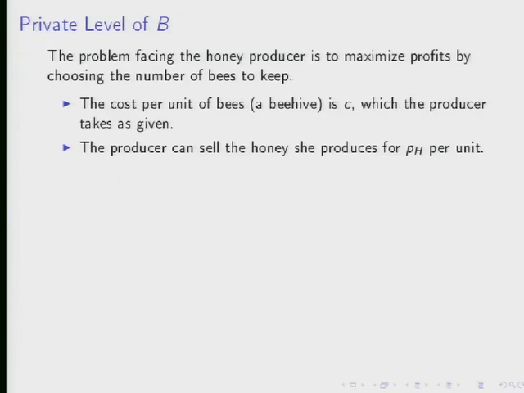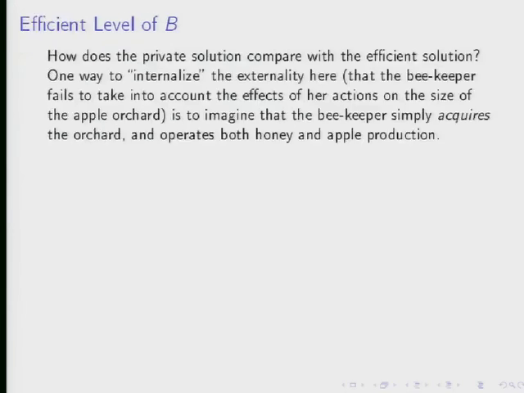So we're going to imagine now the beekeeper is going to purchase the orchard or something like that and solve a new problem. The new problem is going to be to choose A and B. So the beekeeper is no longer taking A as given. The profits are going to be pH times total honey production, which is, as before, the fourth root of B times the square root of A. So this is revenue from honey, plus revenue from apples, that'll be PA times A. So that's the total revenue for the integrated producer. And what are the costs that she'll face?